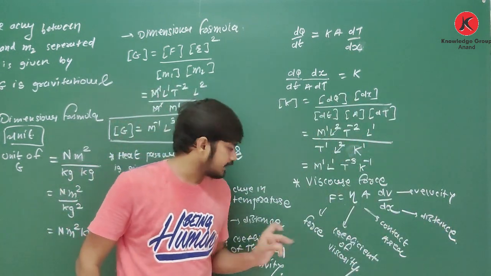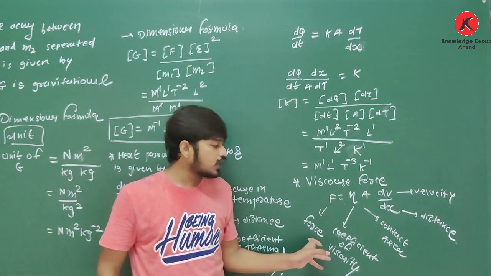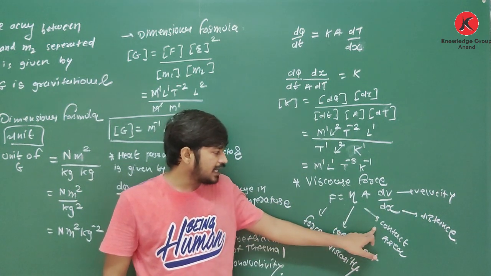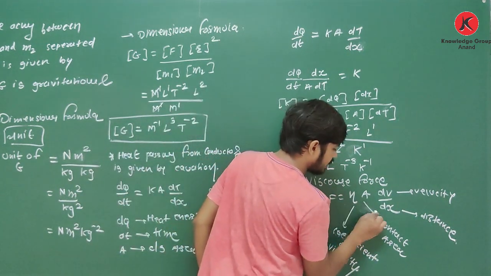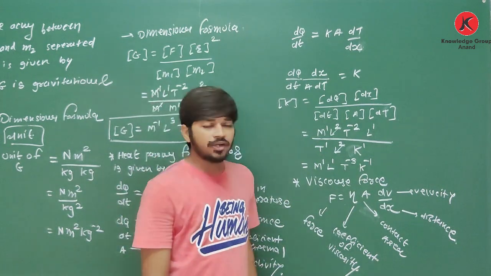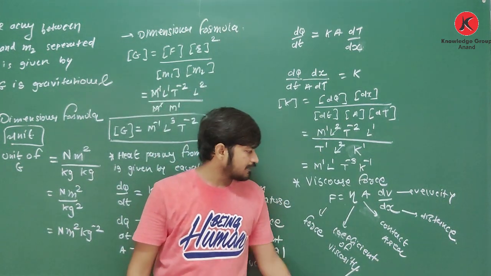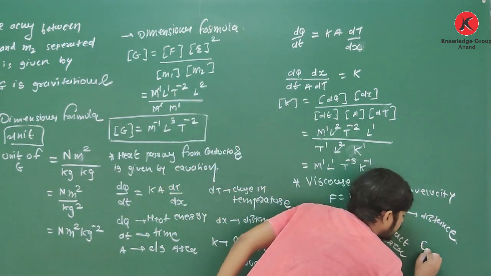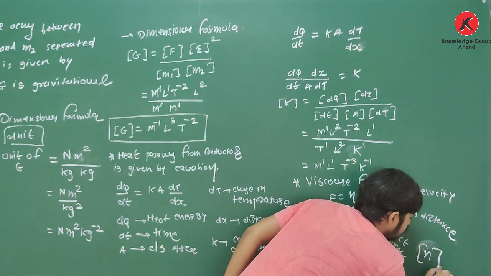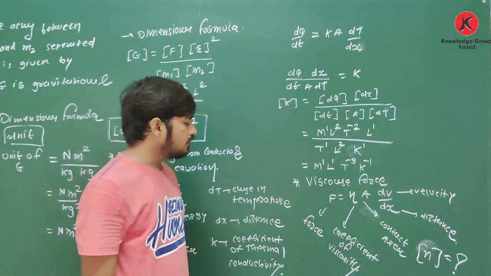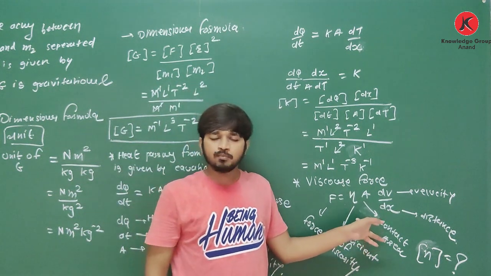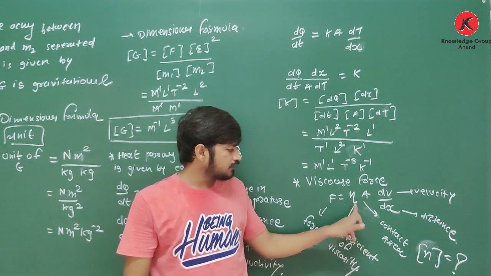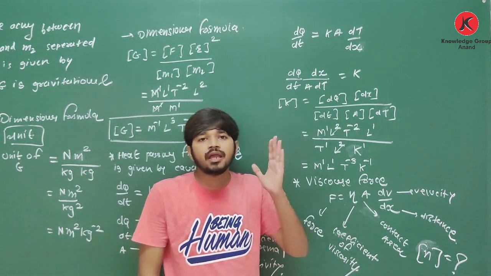Each and every term again. F is force, you know the dimensional formula of force. Eta, the coefficient of viscosity, you have to find. A is contact area. Area means each and every area, cross-sectional area, contact area, surface area, the dimensional formula is the same. dV is velocity, dx is distance. What is your question? You have to find the dimensional formula of the coefficient of viscosity, and compulsorily you have to write its answer in the comment box.